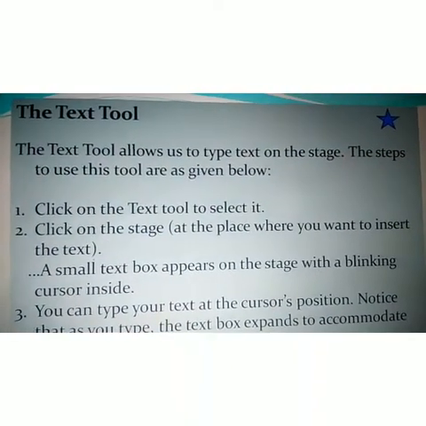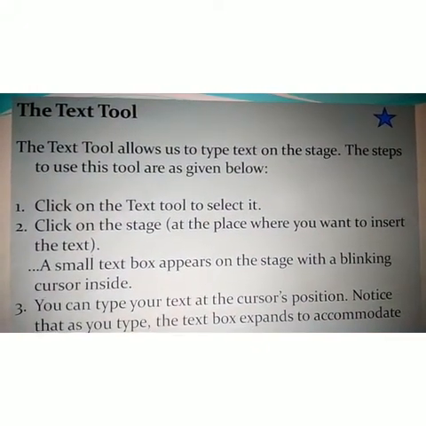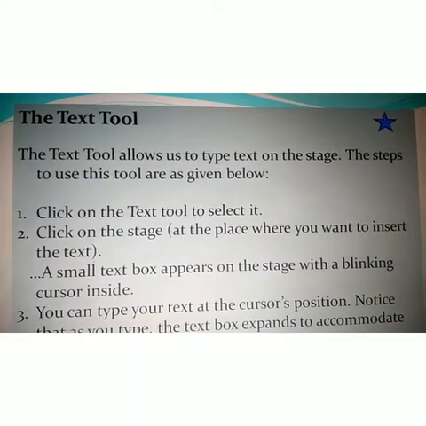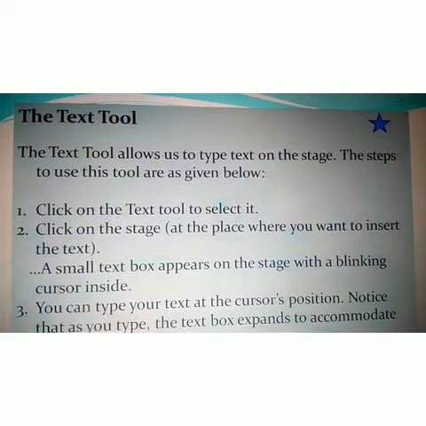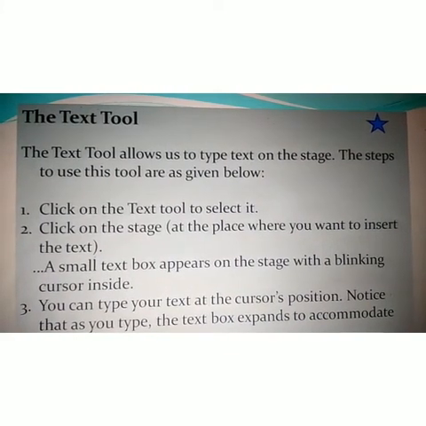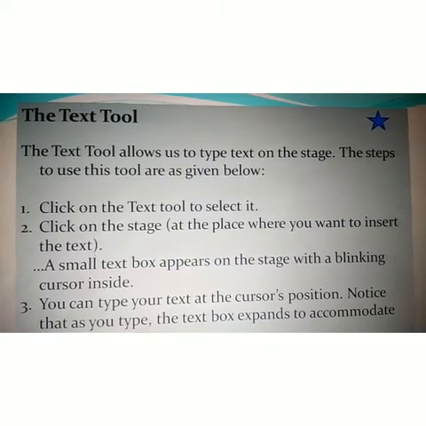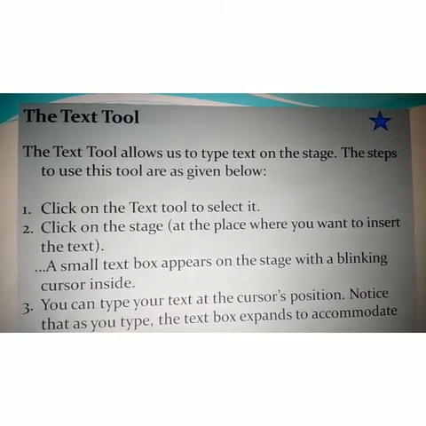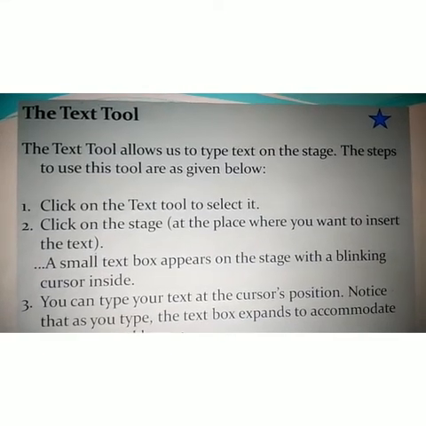Now student, next is the text tool. The text tool allows us to type text on the stage. You know very well the text tool. The steps to use this tool are as given below. Number first, click on the text tool to select it. Then click on the stage at the place where you want to insert the text. Then a small text box appears on the stage with a blinking cursor inside.